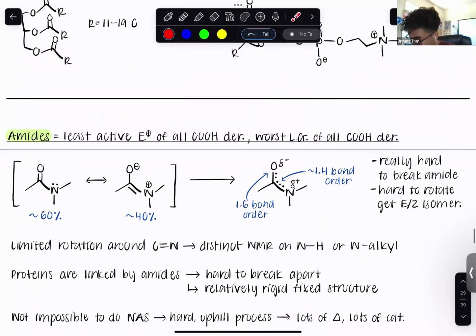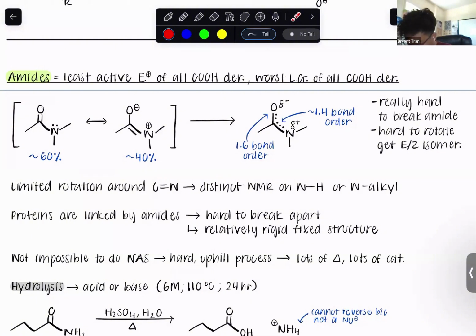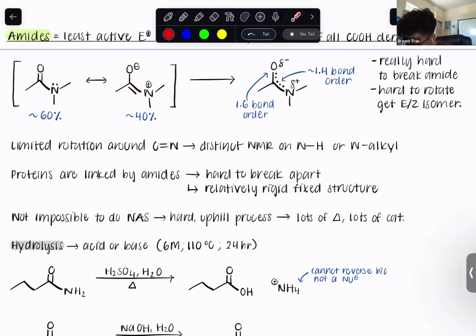Amides are the least reactive electrophile out of all of the carboxylic acid derivatives, because nitrogen is the least electronegative, doing the most amount of resonance, reducing the positive charge of this carbon, making it the least electrophilic. There's limited rotation around this bond right here, the carbonyl nitrogen bond, because of the resonance it could do.